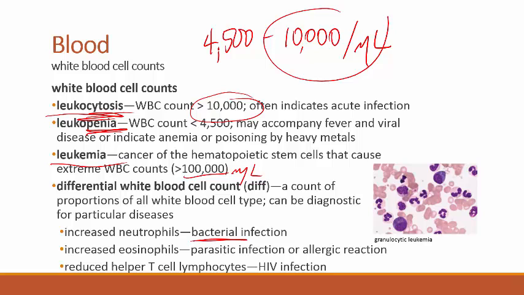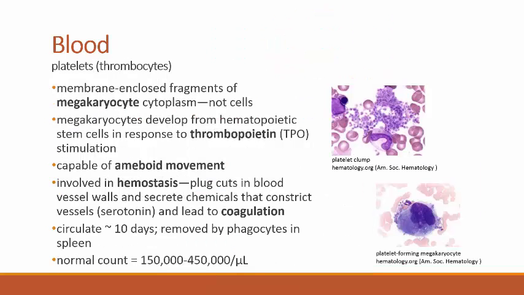An increase in the percentage of eosinophils frequently tells us that there may be a parasitic infection or that an allergic reaction is going on. A reduction in a specific type of T cell called a helper T cell would tell us that HIV infection may be a cause of what's going on here. So looking at the increase or decrease in specific white blood cell counts can be a diagnostic tool for disease. All right, here we are at the last slide.